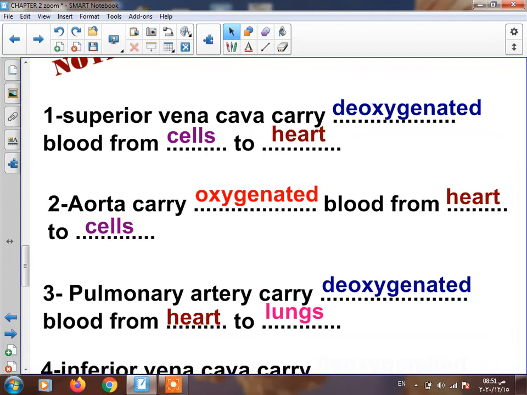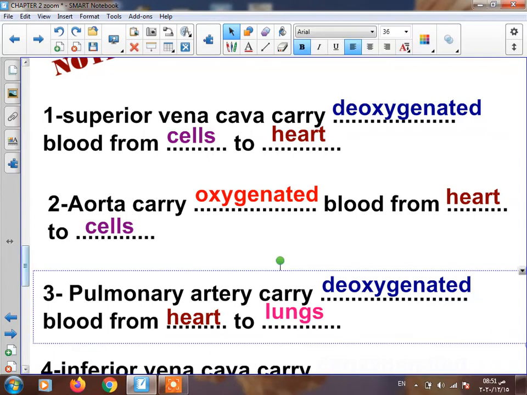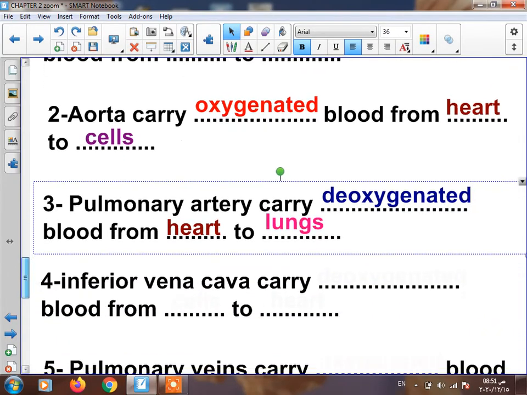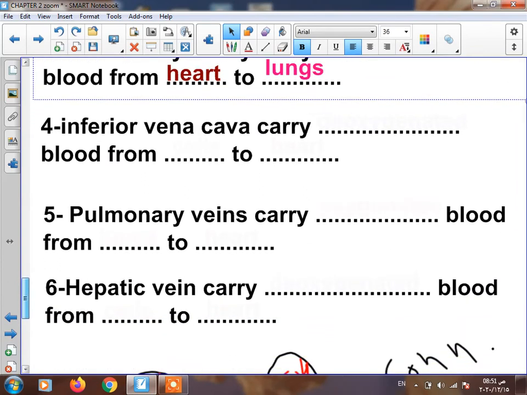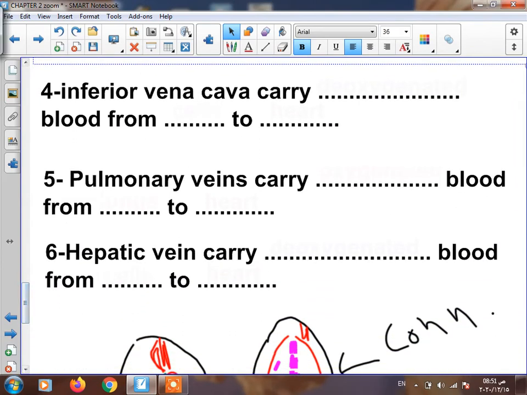Question number 4, inferior vena cava. We said before all veins carry deoxygenated blood, so the inferior vena cava carries deoxygenated blood from cells to the heart. Which chamber, atria or ventricle? Since it is a vein, atria. Deoxygenated, left or right? Right. So the right atria.